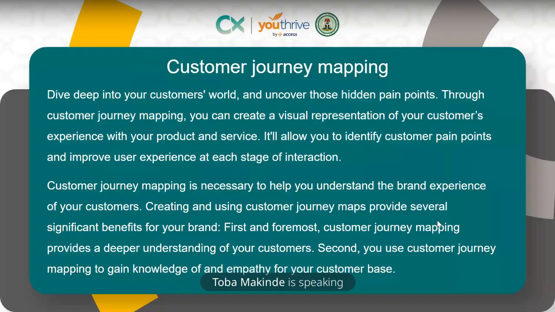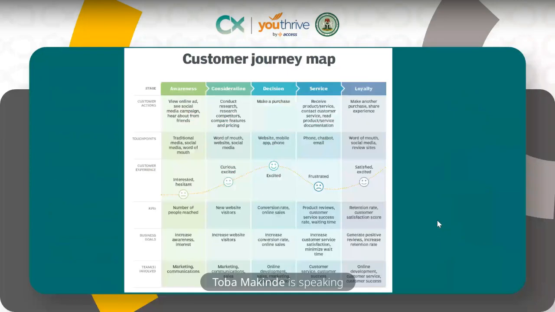So you're able to look for the most streamlined, the most efficient way to solve their problems using customer journey mapping. All right. So this is an example of how that works out, right? Each stage: we have the awareness stage, we have the consideration, we have decision, we have service, we have loyalty.